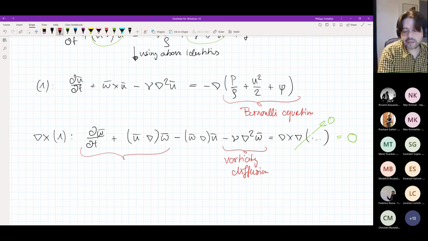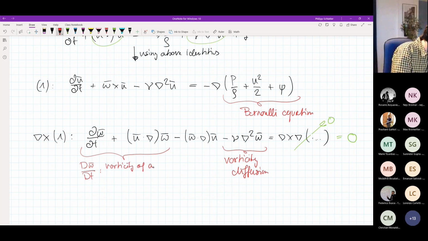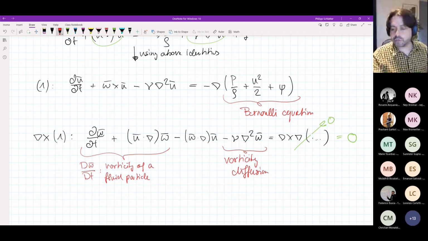These two terms in the beginning can also be written as the capital omega dt, and this is nothing else than the material derivative of the vorticity. So we can essentially say that this would be the vorticity of a fluid particle as it advects through the domain. So it's just a material derivative.